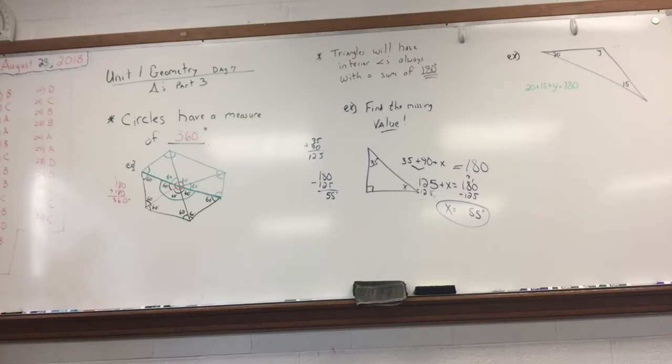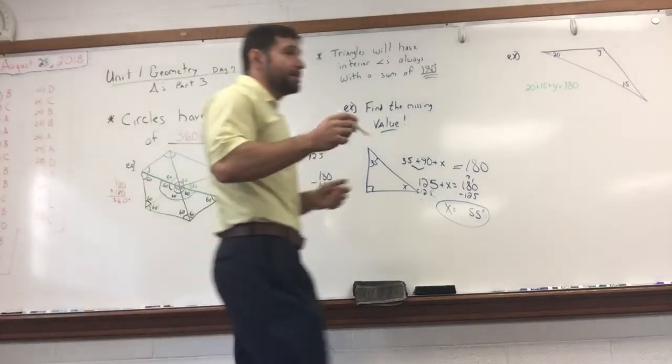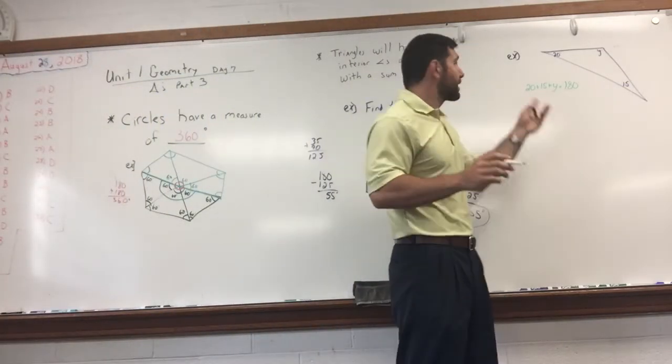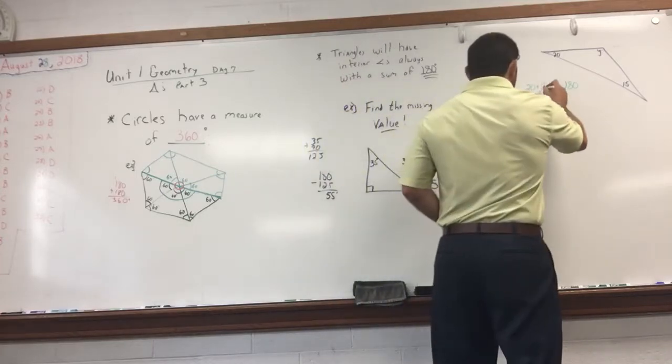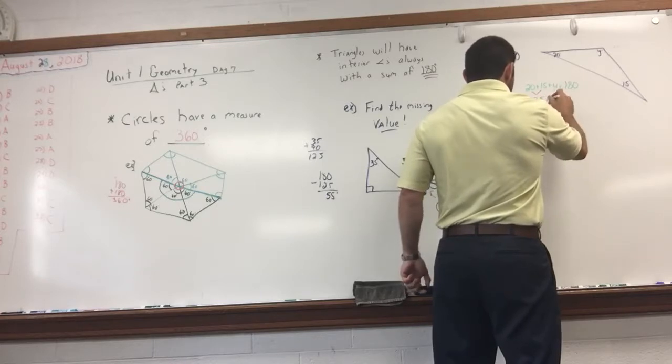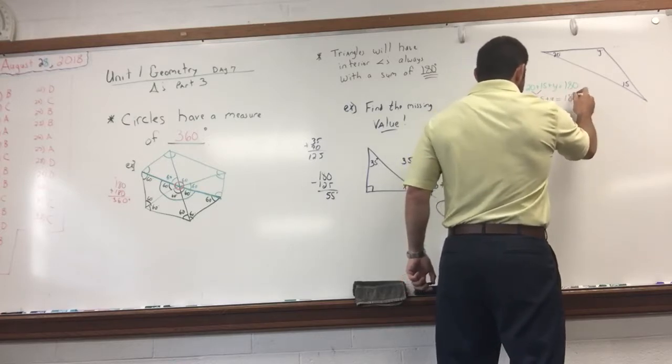20 plus 15 plus y. What do you have? 20 plus 15 is what? 35. Good. Then you have to take that away from the 180. So, minus 35. Good. Okay, so here we go. So Leighton said, hey, Mr. H, I know how to combine my like terms. What's 20 plus 15, Leighton? 35. So now we have 35 plus y equals 180.